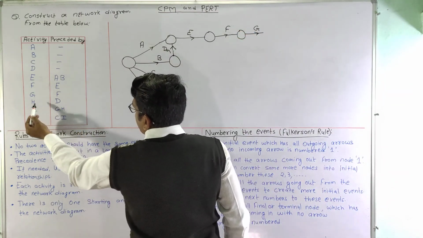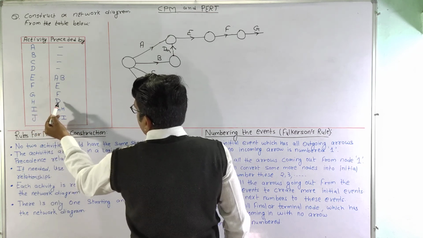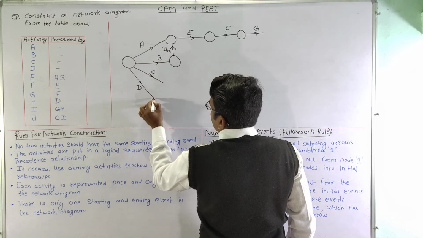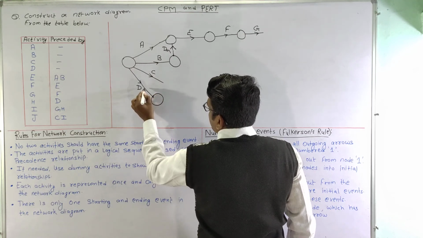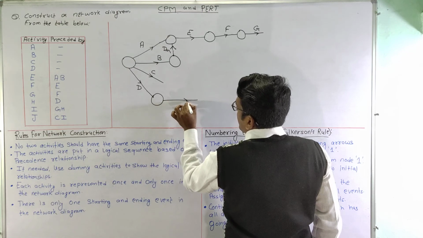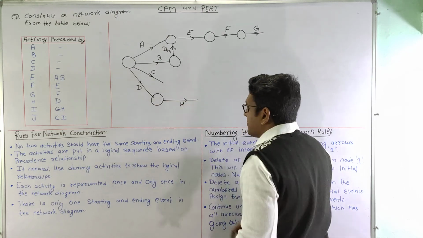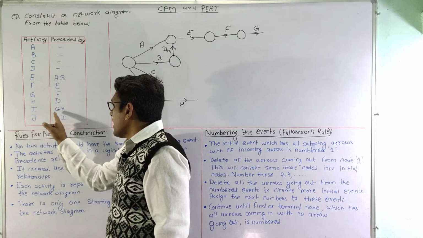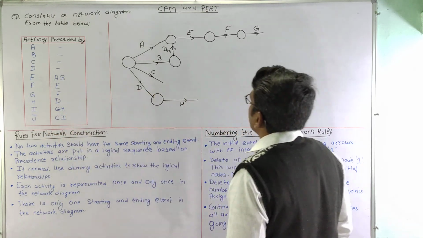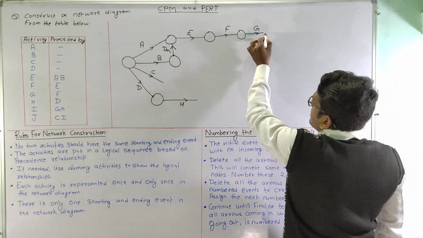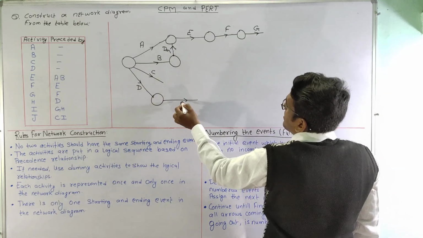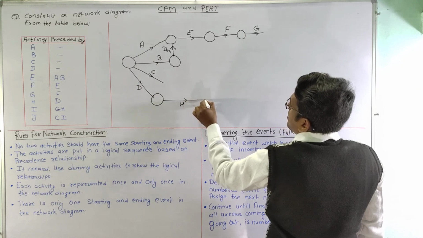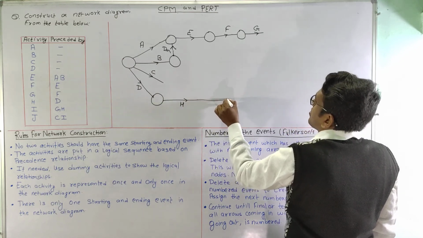Then activity H is preceded by activity D. So here activity D ends and H is preceded by activity D. Now activity I is preceded by activity G and H both. So we can see that here is activity G and this is activity H. So activity I is preceded by both these activities.